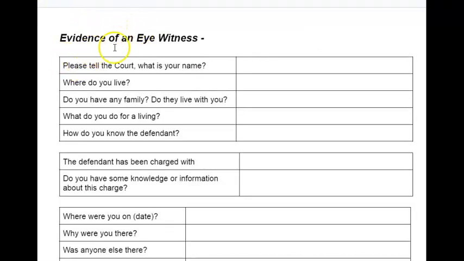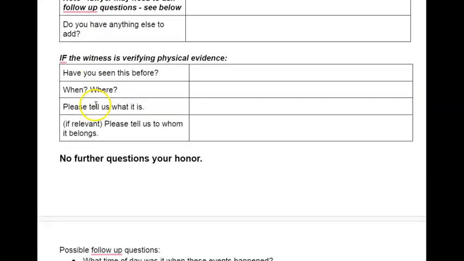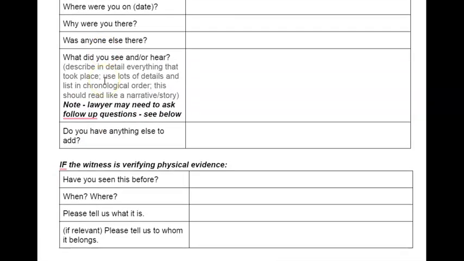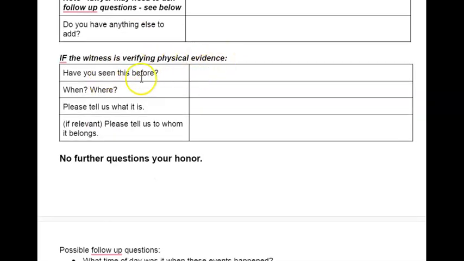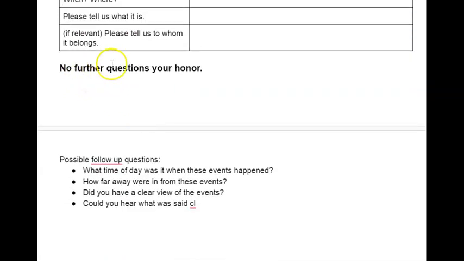Okay, and then this is an example of what the witnesses are going to be filling out. And you can see all the questions here. So this would be for direct examination, and you would really need to know these questions, right? You would be asking these questions, hopefully in order. If there's physical evidence, you would need to ask these questions of the witness. And when you're done, you say, no further questions, Your Honor.